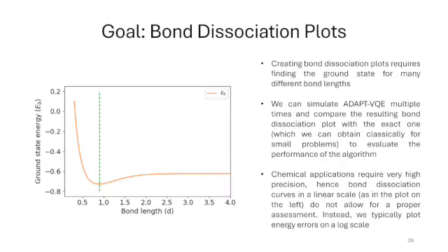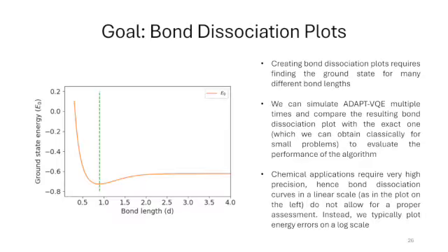So our goal will be to produce bond dissociation plots. This is a standard technique to benchmark state preparation algorithms, where we find the ground state for multiple bond lengths, and we'll simulate ADAPT-VQE for a bunch of these bond lengths to compare the resulting bond dissociation plot with the exact solution, which we can get for small systems, just using classical methods that don't scale but are good for toy problems for us to compare against.